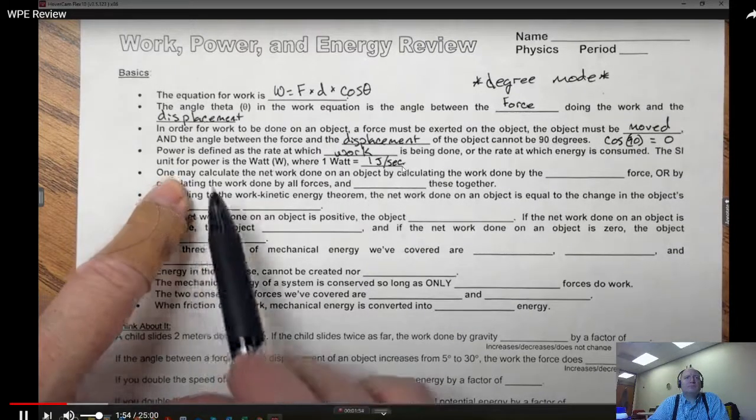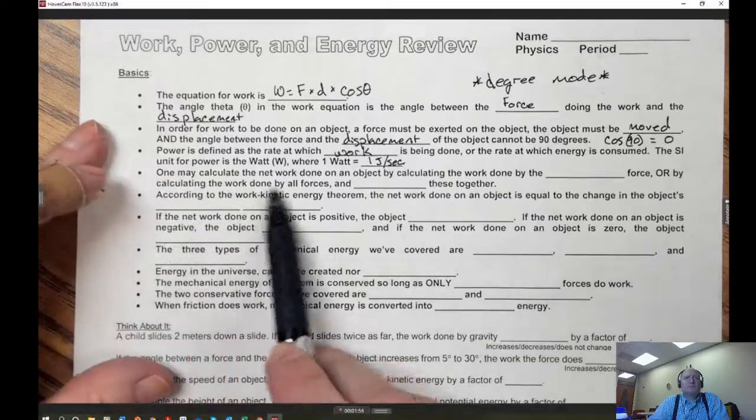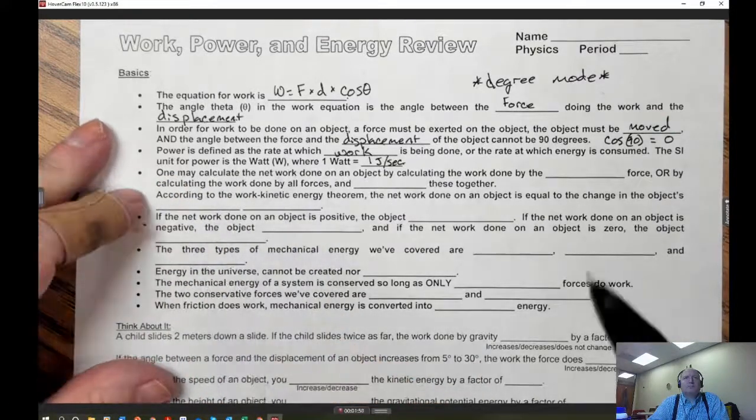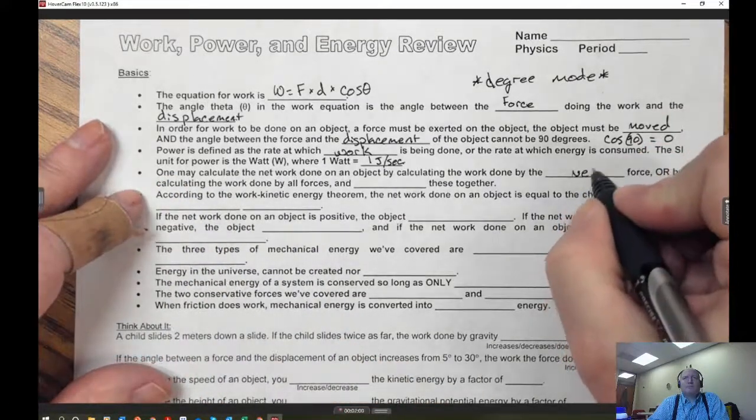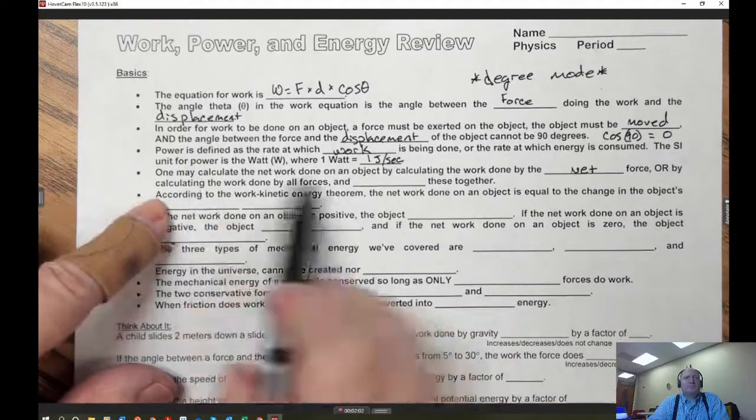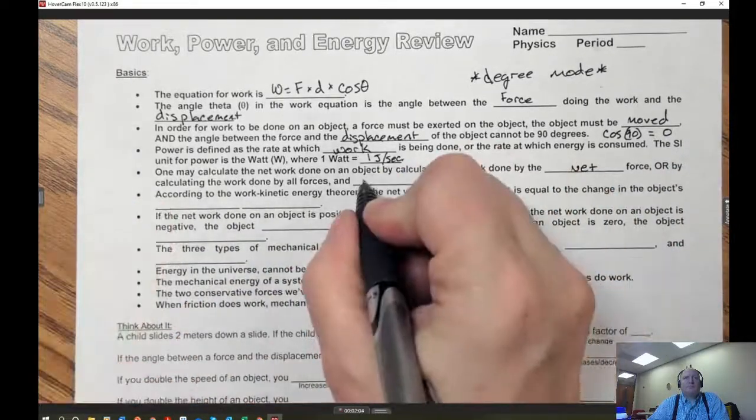Energy will pass through. You can calculate net work by calculating the work done by the net force, or by calculating the work done by all the forces and adding them together.